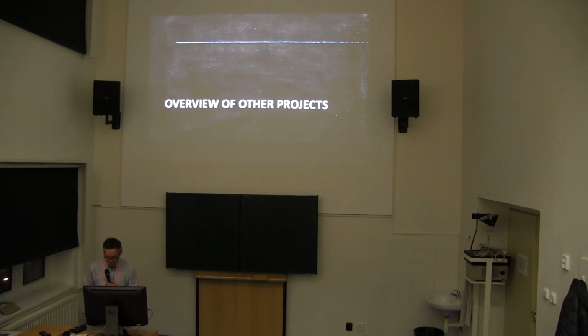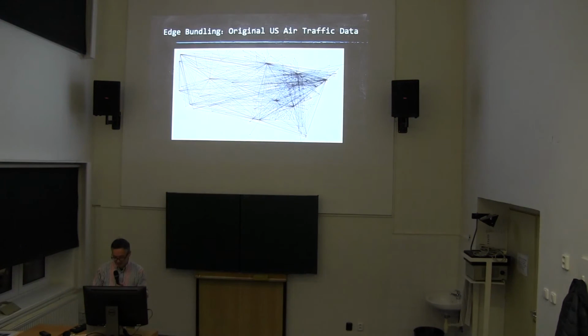I'm sorry to rush a little bit fast because I have a few more slides I want to share with you about other projects. Some of you may be interested, so I'll quickly run through. We call this edge modeling. This is original US air traffic data that looks chaotic. If there is a flight from here to here, there is a line. You can't see any pattern.